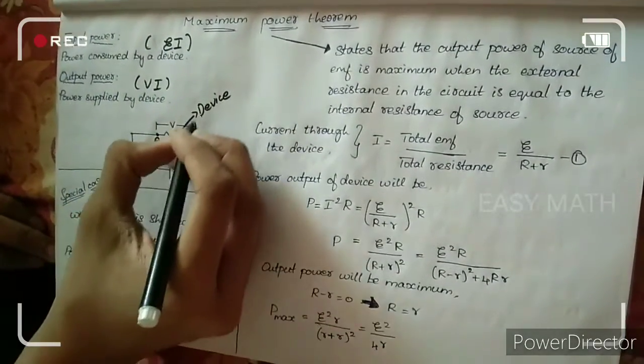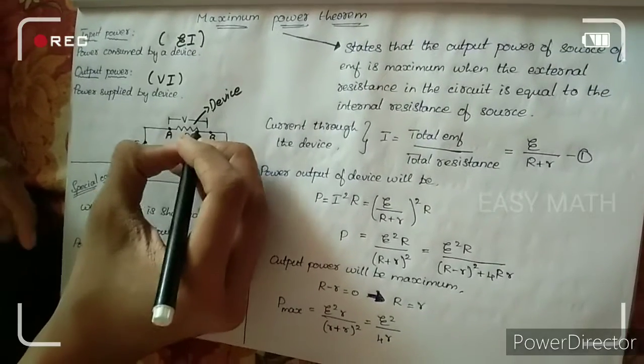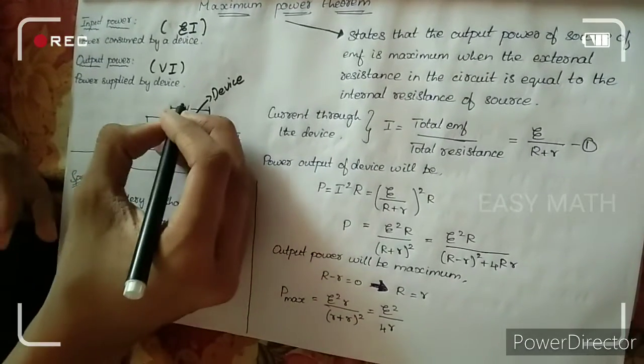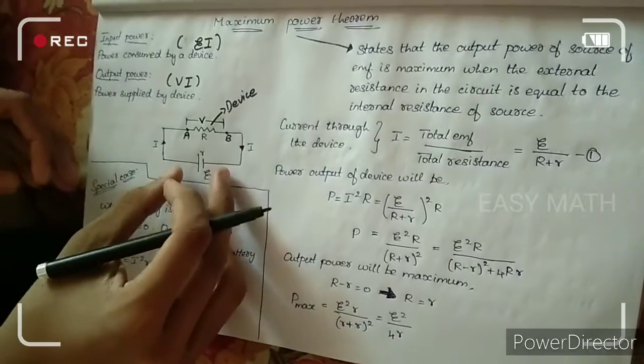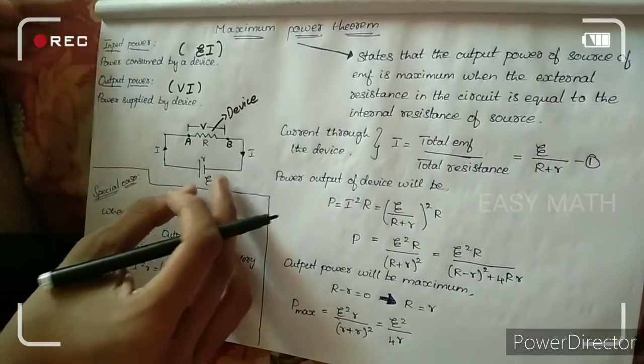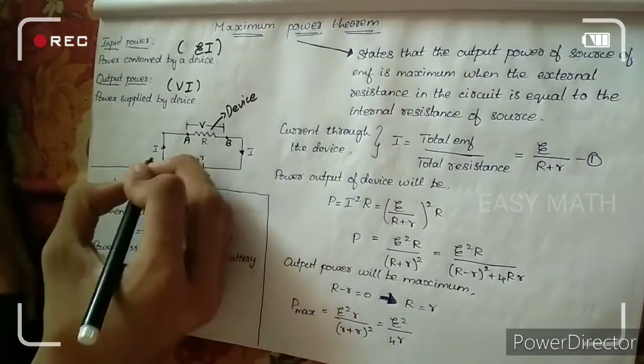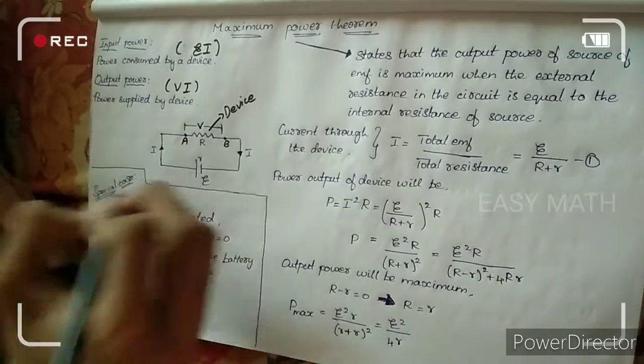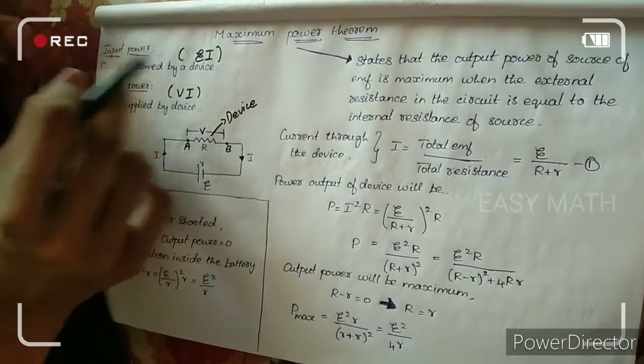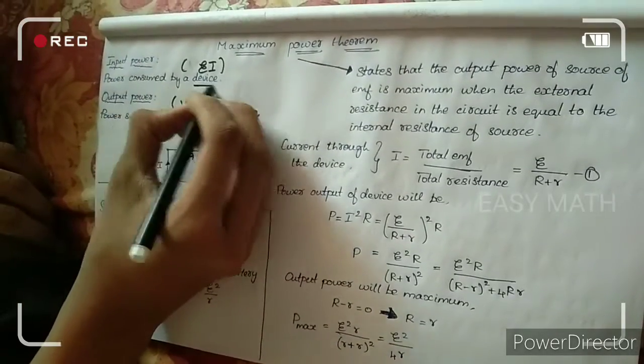Here you can see a device of resistance R, across which there is a potential difference of V, connected to a load or battery of EMF. In this circuit, the current I is flowing. So, input power means it is the power consumed by a device.